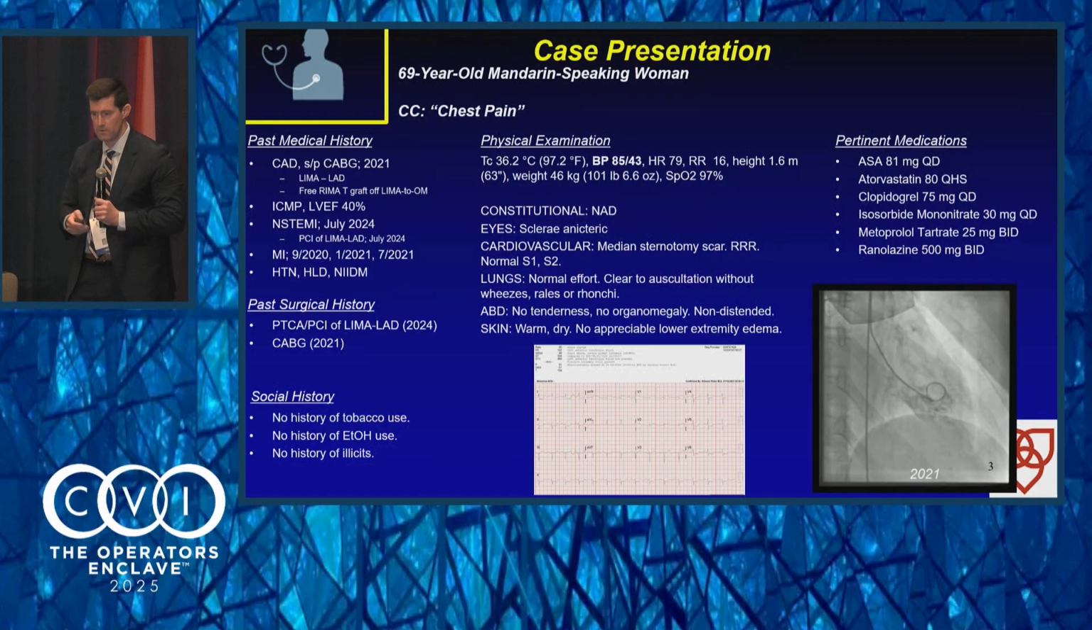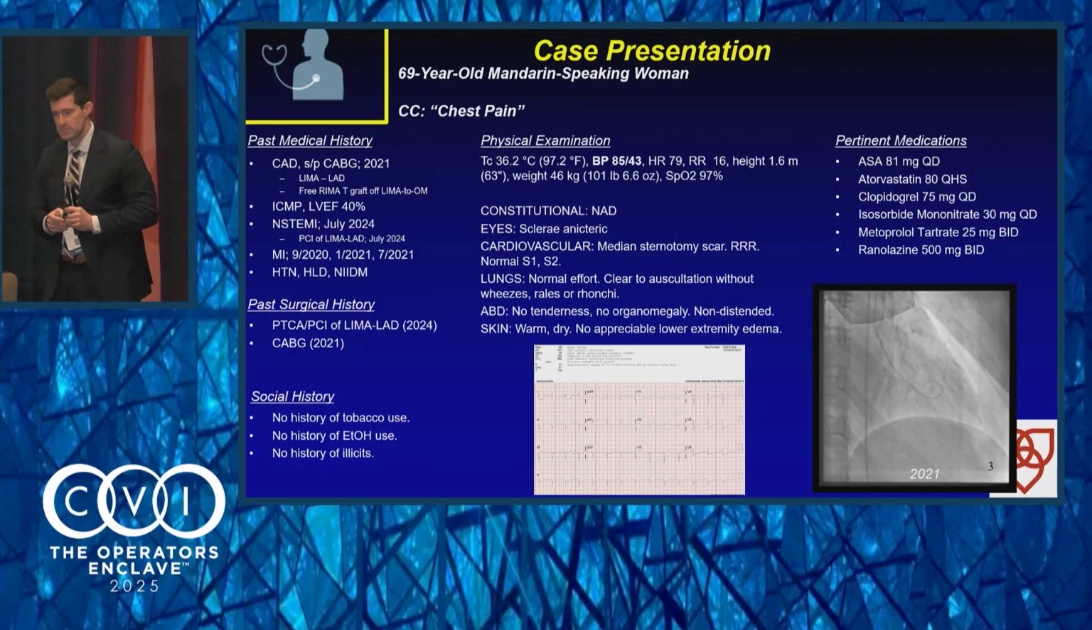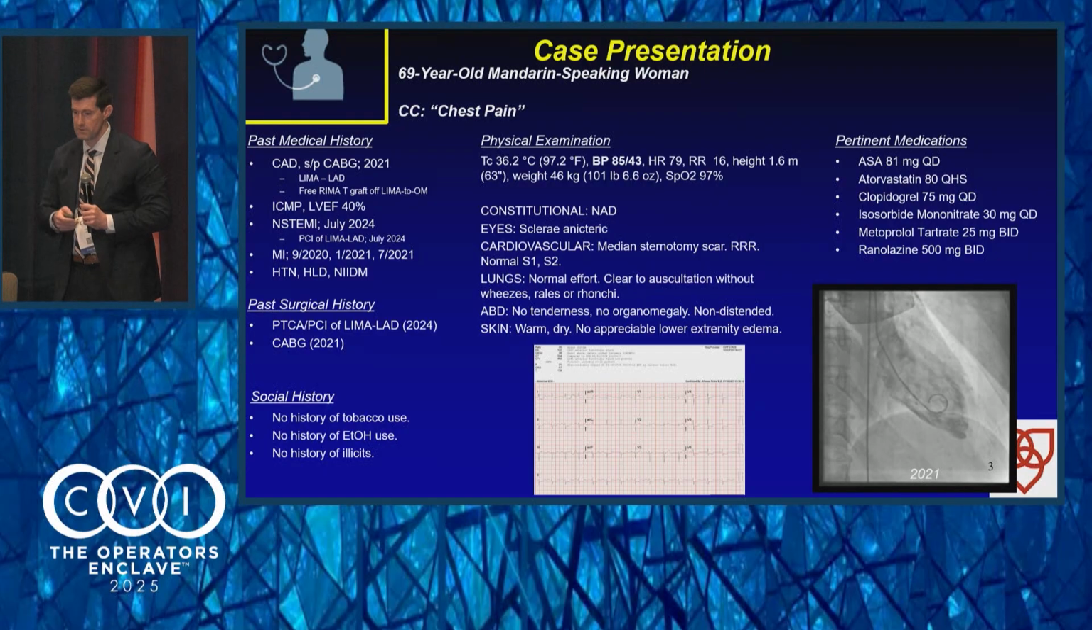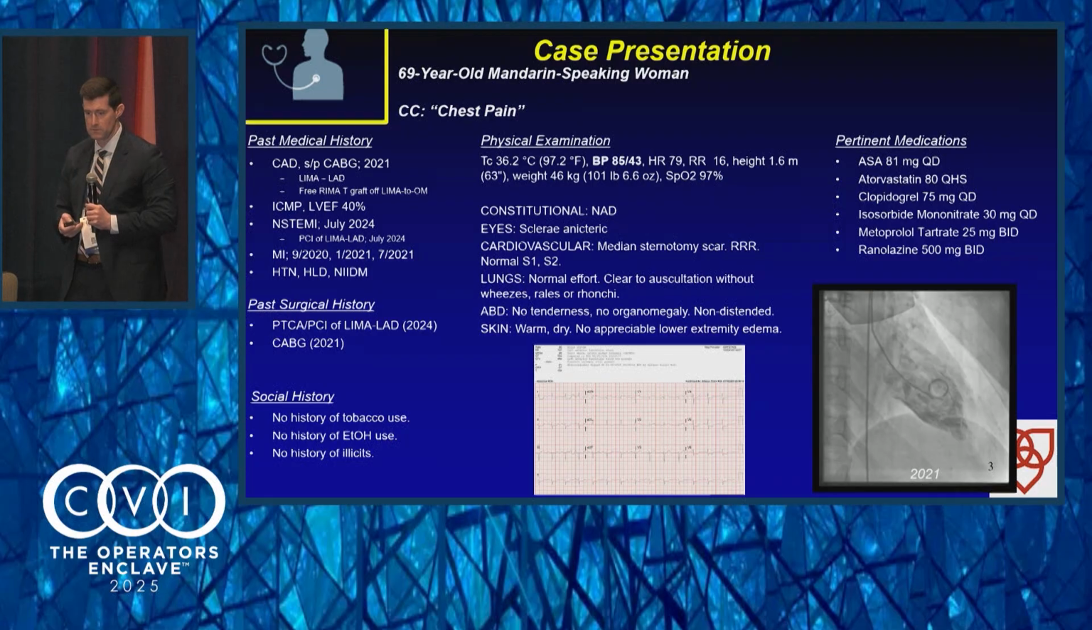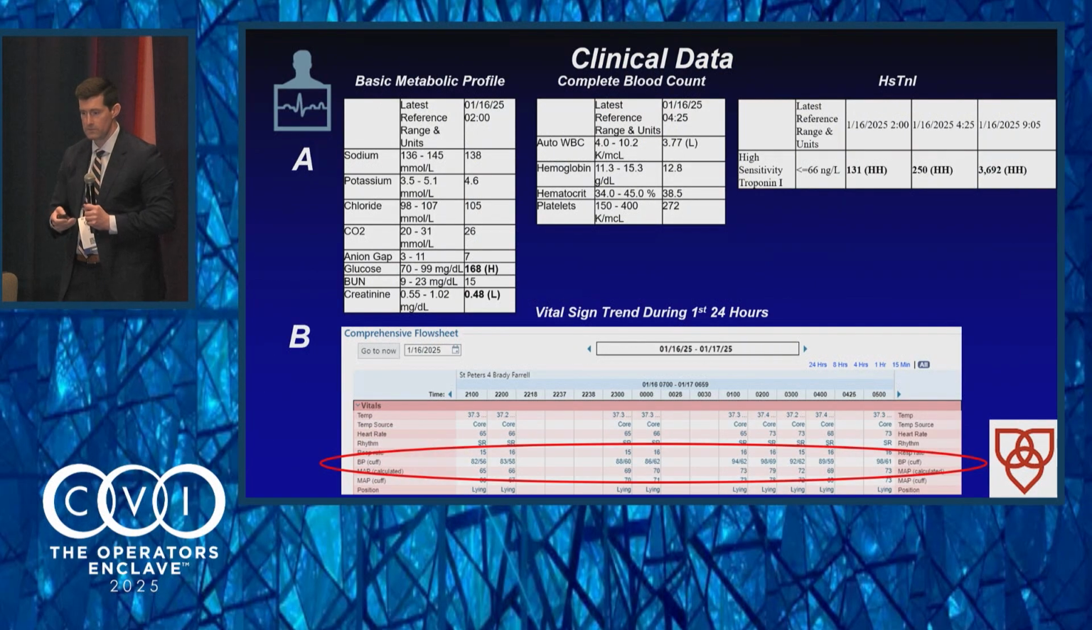And you can see from her early evaluation with her vital signs that she's hypotensive, and her electrocardiogram shows diffuse ST depressions across the anterior precordium. This, just for reference, was her LV gram back in 2021. She's on a number of different cardiovascular medications, notably 3 different anti-anginals. And this is her clinical data, but what I've circled here is just the time course.